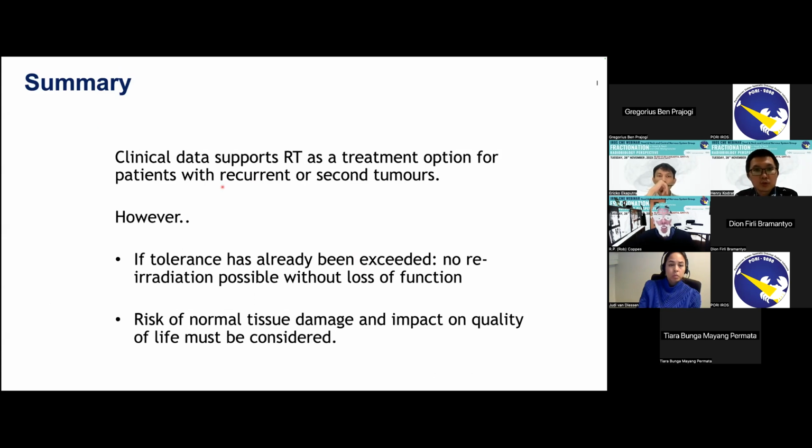So in summary, clinical data support radiotherapy as a treatment option for recurrences or second tumors. However, if the tolerance already has been exceeded before you re-irradiate, it's impossible to do that without severe damage to the patient. And we have to take into account that the risk of normal tissue damage is really bigger, and the impact on quality of life therefore must be considered, considering also, of course, the chance of the patient to survive the treatment.